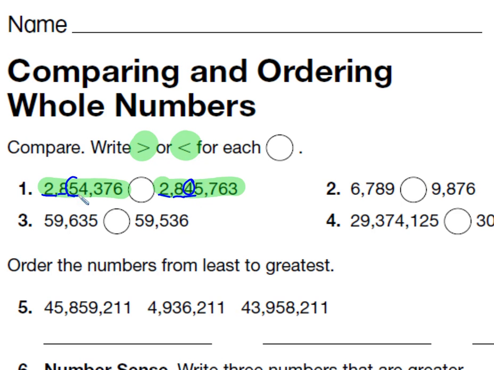And so now we just look to see which one is greater. Well, of course, the 5 is. So the alligator wants to eat the number 2,854,376. Okay? Do numbers 2, 3, and 4 the same exact way.